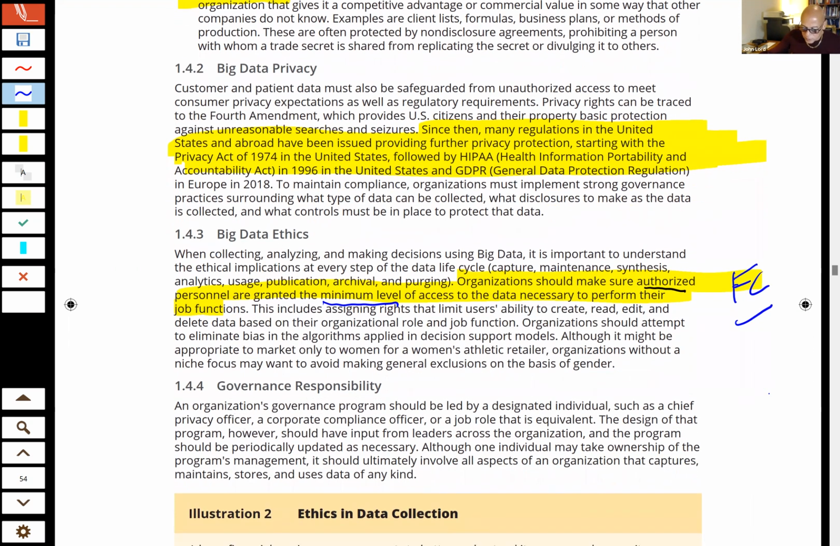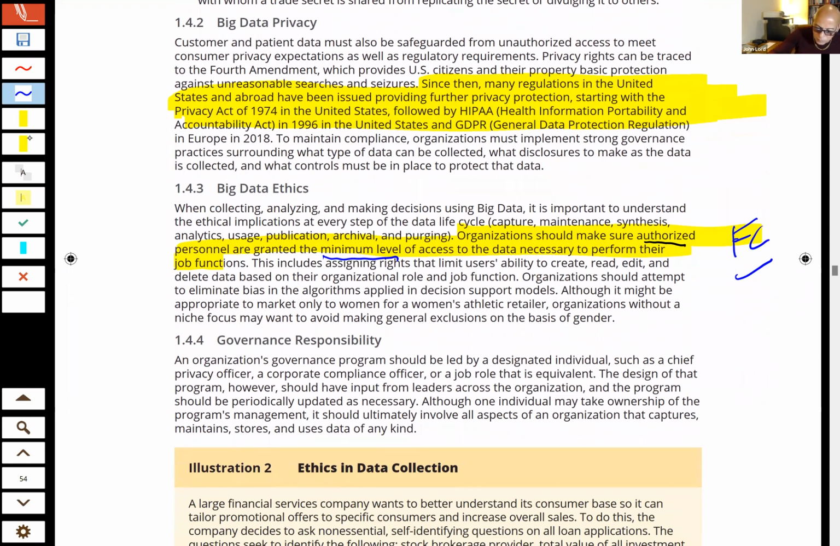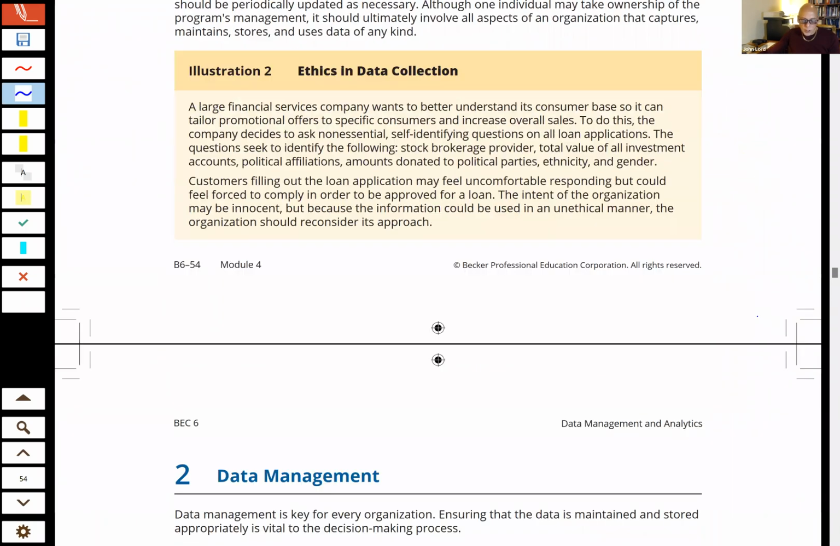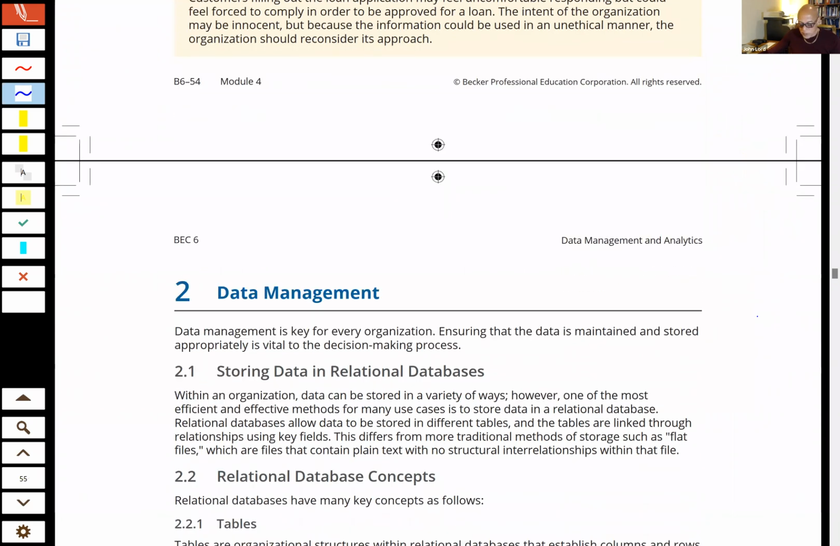An organization's governance program should consider all of these issues that we've been talking about here, and that's really the role of the chief privacy officer, the corporate compliance officer, that sort of thing. You can flashcard those individuals. Okay, all right, good. Data management.